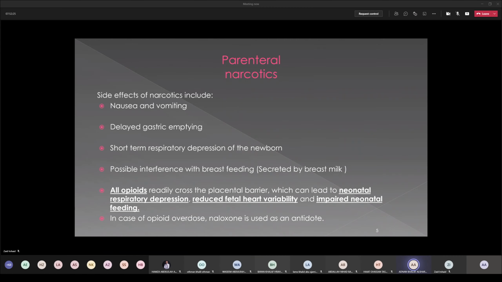The side effects of narcotics include nausea and vomiting for the mother, and possibly delayed gastric emptying, resulting in constipation, short term respiratory depression of the newborn, and possible interference with breastfeeding since it is secreted in breast milk. The problem with parenteral narcotics, and narcotics in general, is that they can cross the placenta, so they can cause neonatal respiratory depression, reduced fetal heart rate variability and impaired neonatal feeding. If there is an opioid overdose and the neonate develops symptoms, the antidote for narcotics is naloxone.